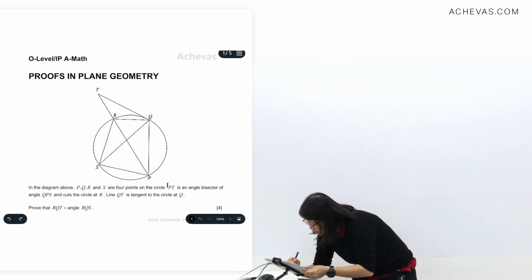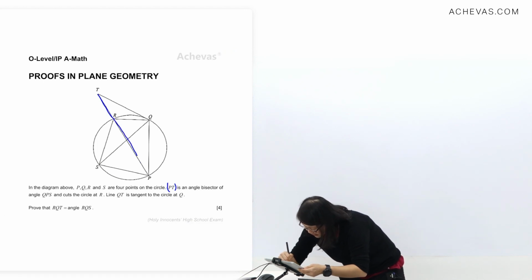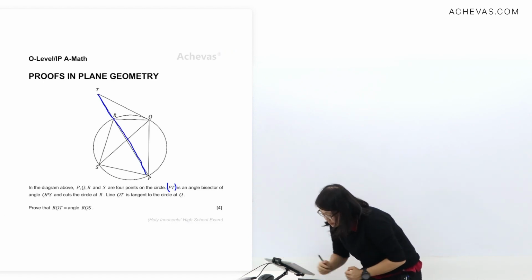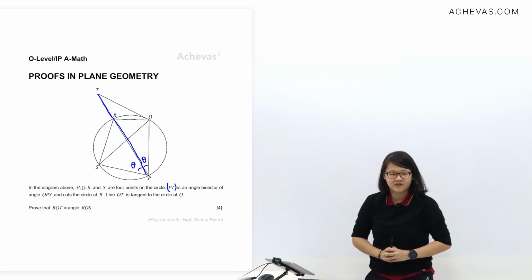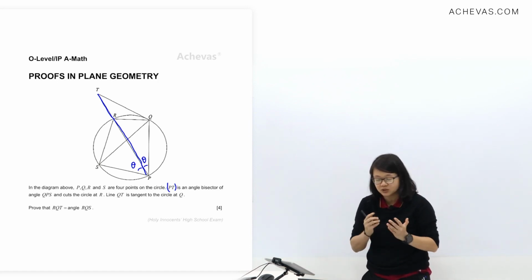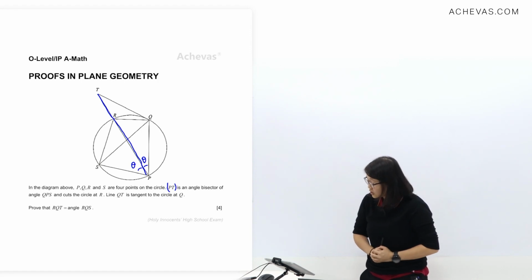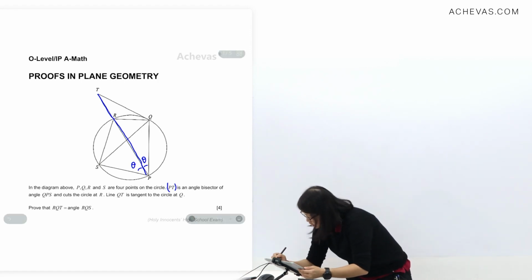So what we have here, line PT is over here. It's going to bisect the angle QPS. So I'm going to write down theta here and theta here for my self-reference, so I know that the two angles are equal. Next line, we have line QT is a tangent to the circle at Q.